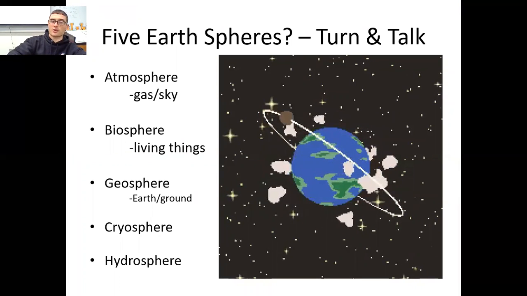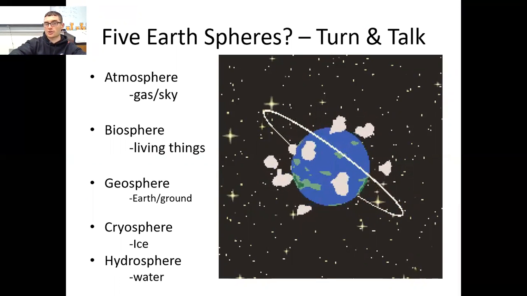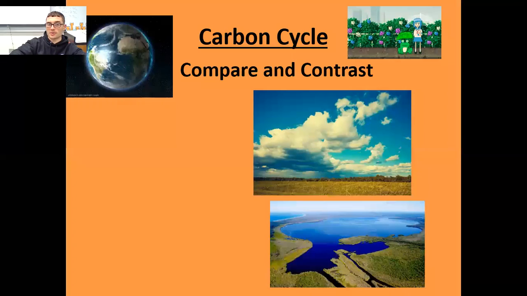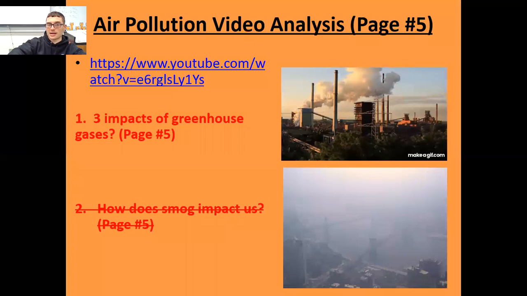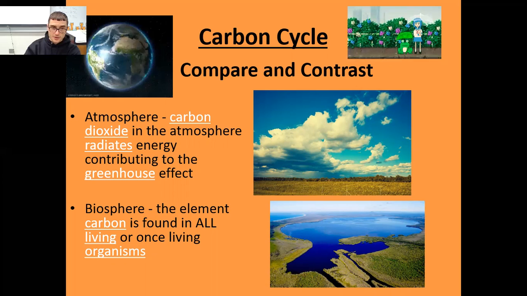Geosphere is earth and ground. Cryosphere is ice, like cryogenic, right? Hydrosphere is hydro, which is water. So what do we need to write down? Lastly, we need to write down 2 things for this compare and contrast. So how does carbon impact these 5 spheres? Okay. Well, in the atmosphere, it's going to be carbon dioxide released as a greenhouse gas. In living things, we have carbon in all our bodies, and all living things have carbon in the form of carbohydrates largely.